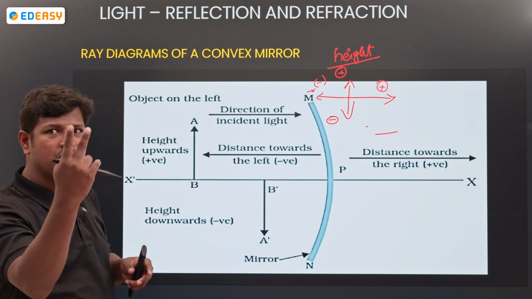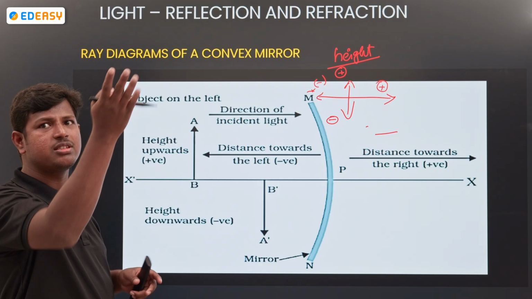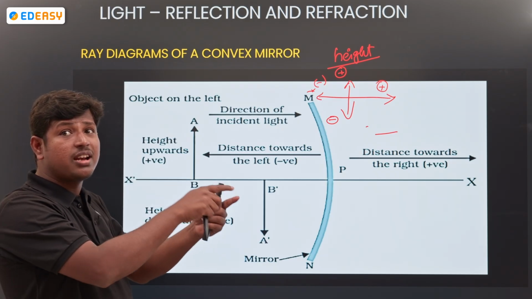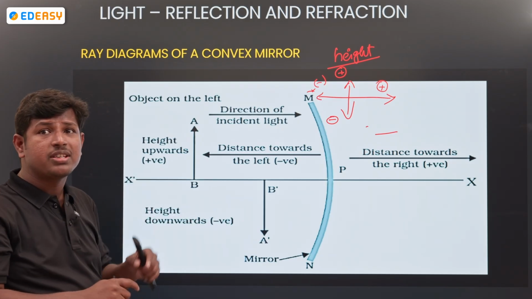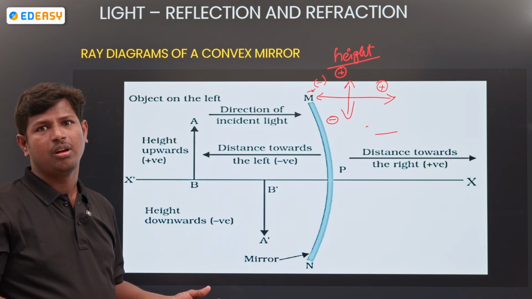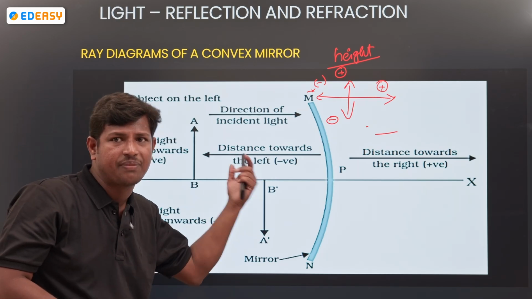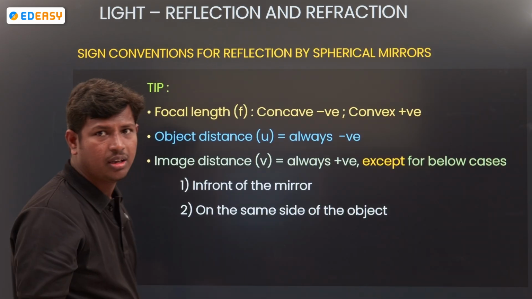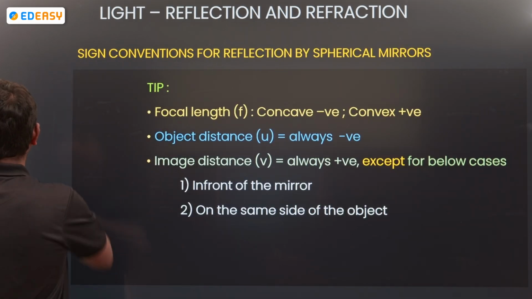So that means 2 positives, 2 negatives. Which are positive? Above the principal axis is positive, direction of incident ray is positive. Opposite to the direction of incident ray is negative, below the principal axis is negative. The object will always be on the left side. Clear? Next, focal length.